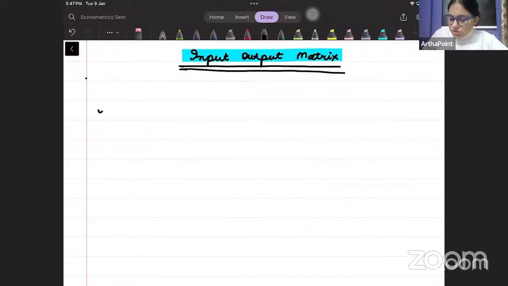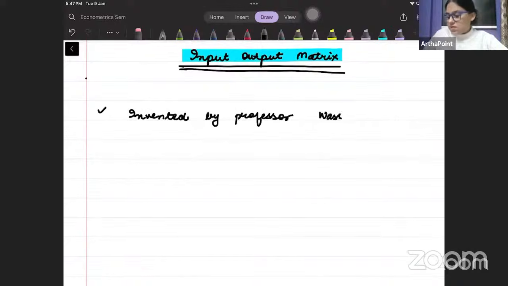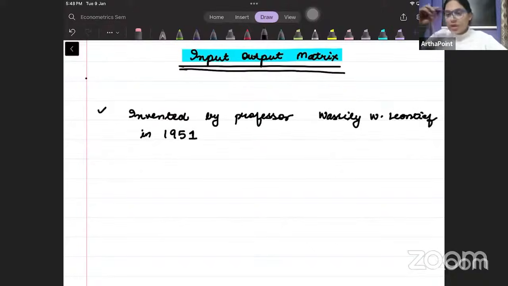So this was invented by Professor Leontief, and his full name was Vasily W. Leontief. In 1951. So 1951 में Leontief gave the model of input-output matrix. ये क्या करता है? अब ये समझो पहले.